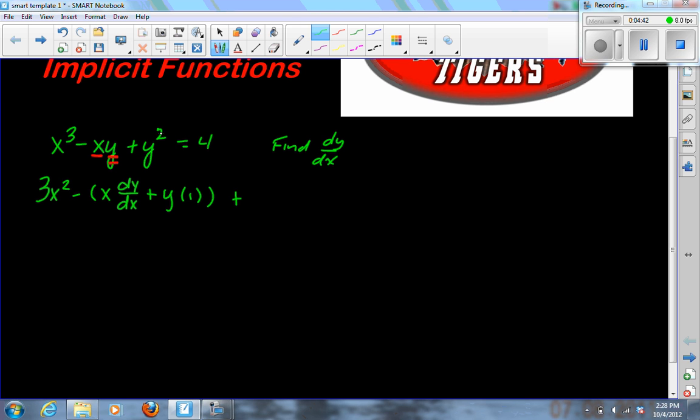And plus y squared, derivative of y squared with respect to x is bring the 2 down, rewrite the y, take 1 off the power, which is an invisible 1, times dy dx. The derivative of the peanut, or the derivative of the inside. Equals the derivative of 4 with respect to x is 0. Now we need to clean all this up, so probably distribute this negative.